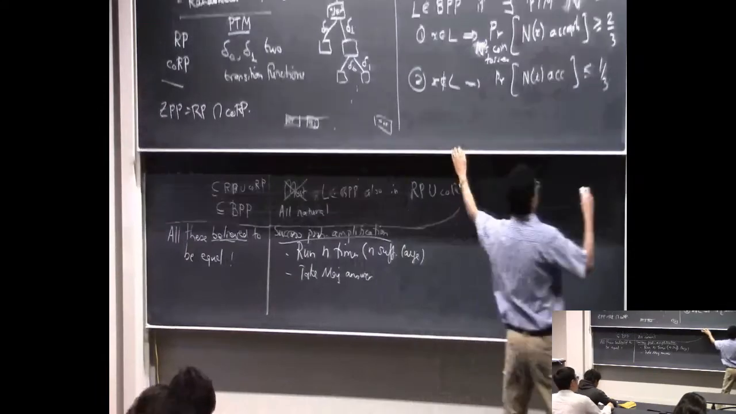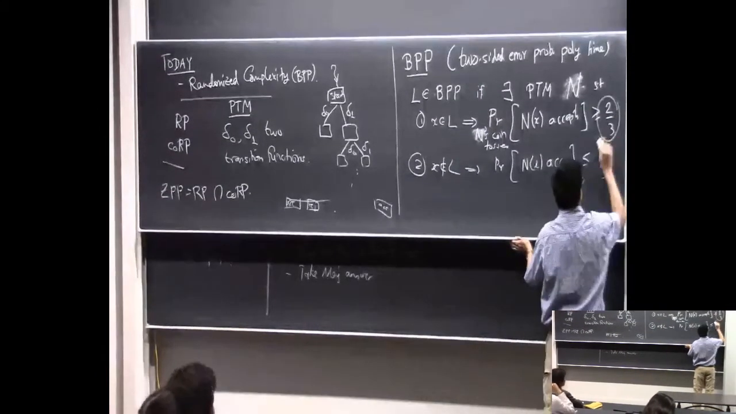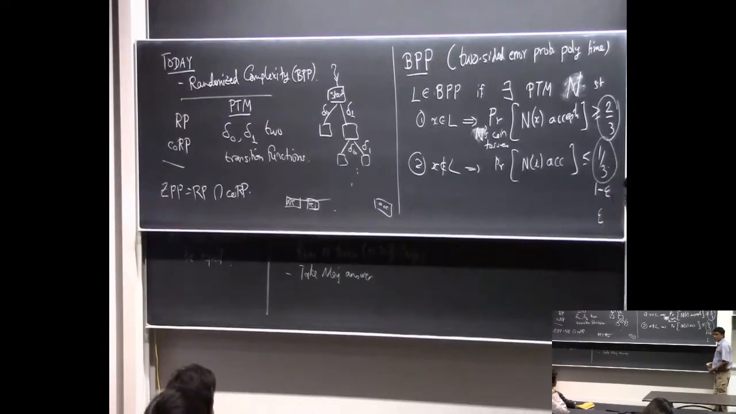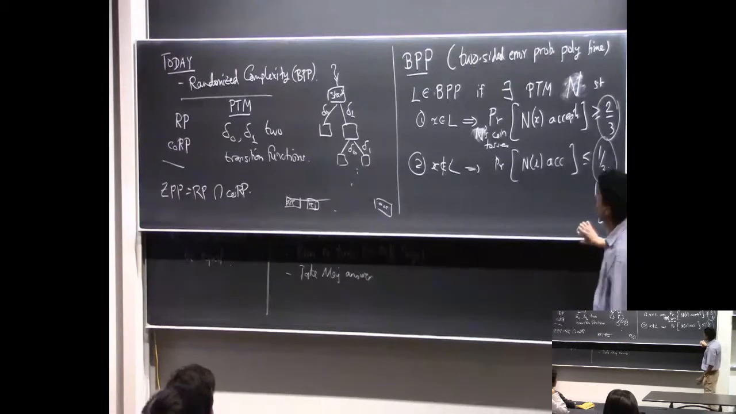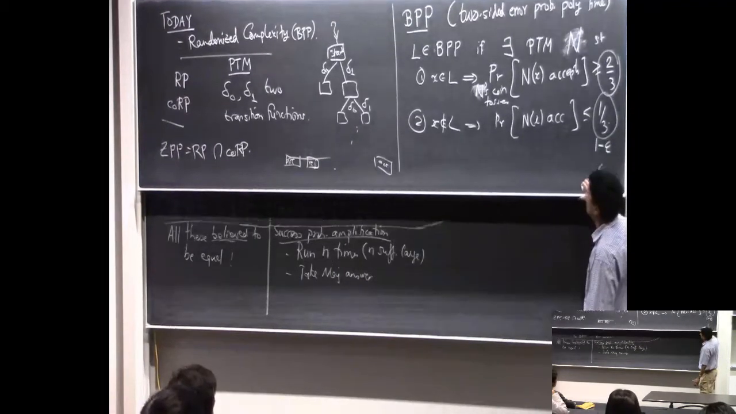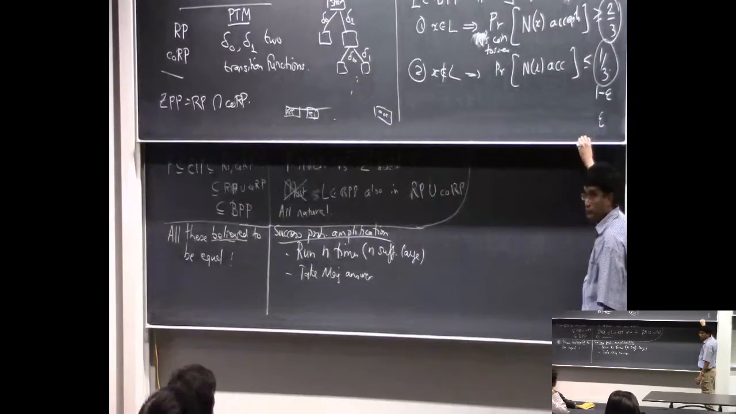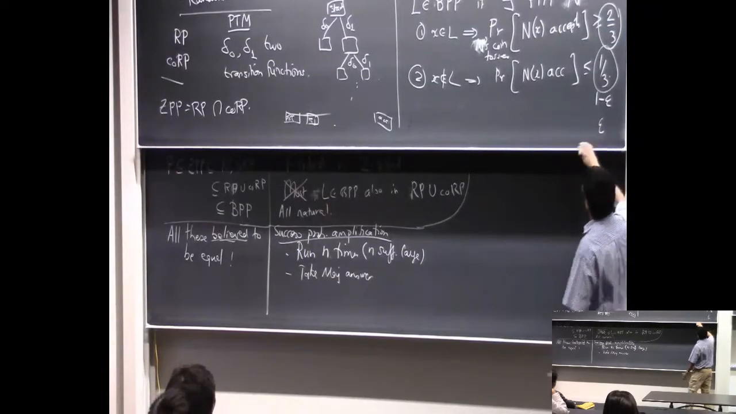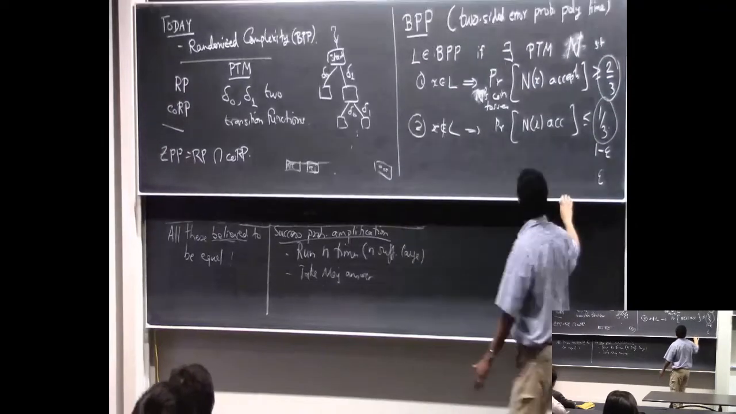So I can really replace these with 1 minus epsilon versus epsilon for definitely any constant epsilon. In fact, epsilon can even go down exponentially in n. Okay, so yeah, in fact, let me just actually write that. So you can replace these.